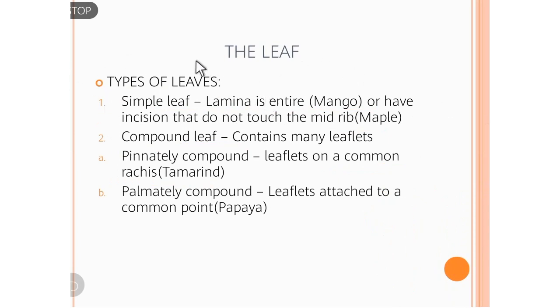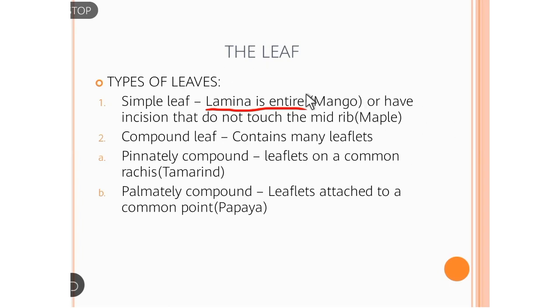Now let's discuss the different types of leaves. The first one is a simple leaf. A simple leaf is a leaf in which the lamina is entire. The normal leaf which we see in a tree or small plants are simple leaves, which means the lamina is entire, or has incisions that do not touch the midrib.